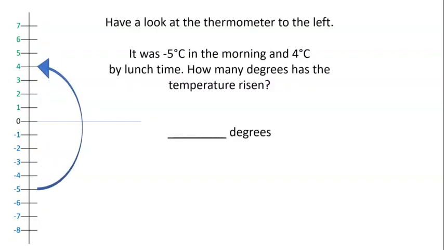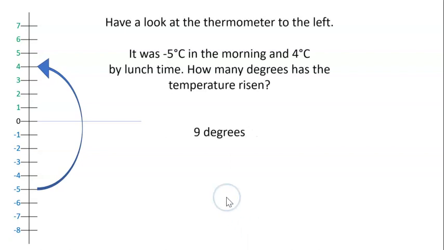It can work the other way about as well though, so it could have started at -5 and gone all the way up to 4 degrees. So what would that gap be this time? Let's see if you can work that one out. I'll give you a couple of seconds to do that. It would in fact be 9 degrees, because -5 up to 0 would be your 5, and then up to 4, so 5 plus 4 gives you your 9 degrees.